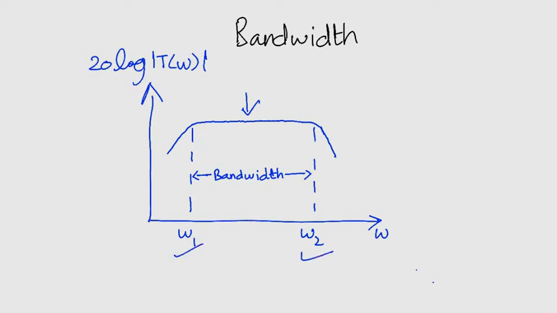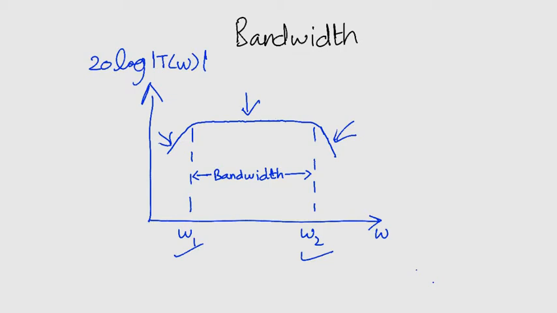Signals whose frequencies are lower than omega 1 and higher than omega 2 will experience lower gain. The range of frequencies in the bandwidth is where the gain is almost constant.